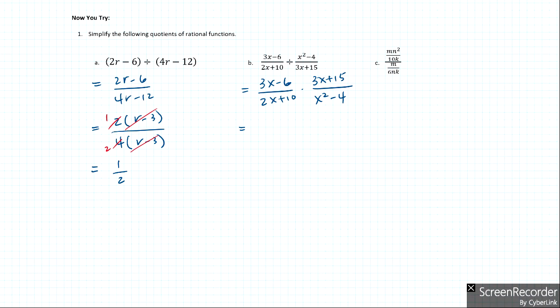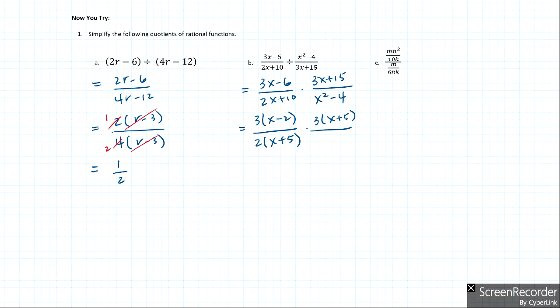For the first numerator, we see a GCF of 3, which gives us 3 times parentheses x minus 2. On the denominator, we have a factor of 2 we can take out, which gives us x plus 5 left in the parentheses. In the second numerator, we have 3 to be factored out, which leaves x plus 5. So you can see how powerful GCF is along the way.